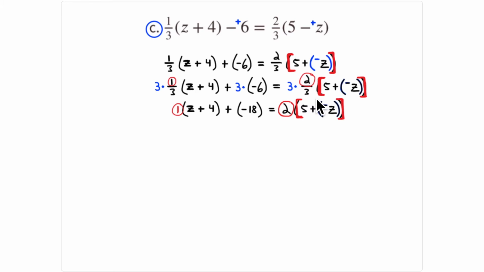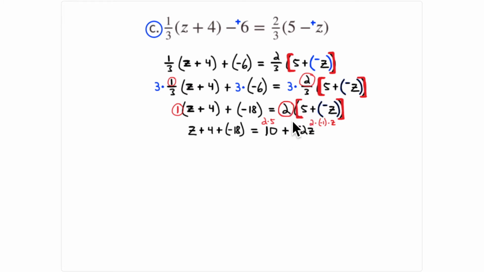And so that's multiplying all of this by 3. So you're left with 1 of these z plus 4's plus -18 equals 2 of these 5 plus -z's. Yeah, that's a better way to do it. That's a good way to do it rather than to work with the fractions. So now down here it's z plus 4 plus -18 equals 10.